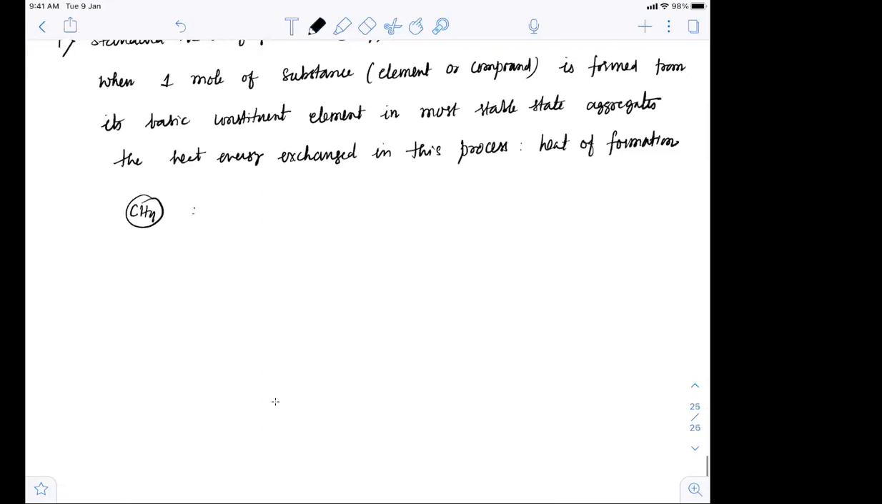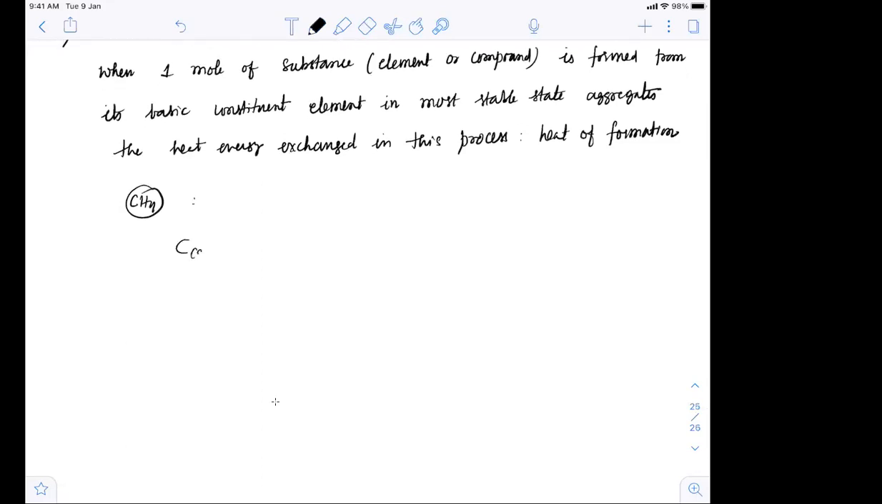So I can pull this from carbon in solid state as graphite. Why? Carbon's most stable state is graphite, and that too in solid state. Plus hydrogen, whose most stable state is H2 gas, in gaseous state. When you combine both of them, and I get 1 mole of CH4, then whatever amount of heat is exchanged in this case is called delta H of formation. This is called delta H of formation of methane.